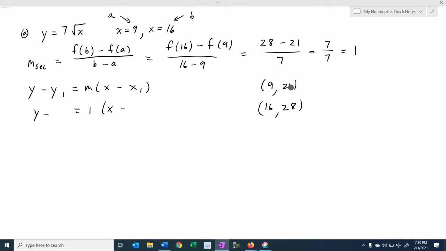Remember, when we plug in a 9, we got 21 out, and when we plugged in 16, we got 28 out. So those are 2 ordered pairs that we know that are on the secant line. And so you could pick either one to use for x1, y1. So I'm just going to use this first one. Okay, so x1 would then be 9, and then y1 would just be 21.